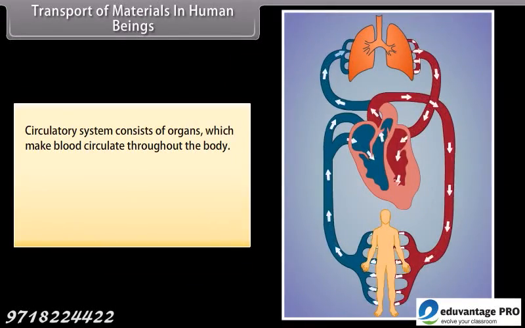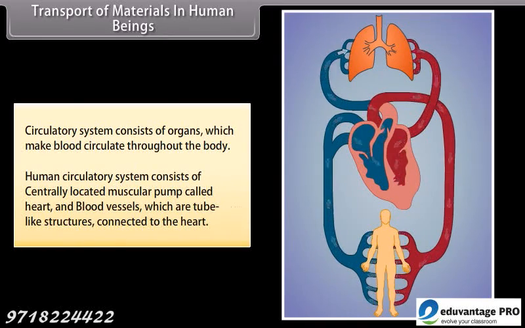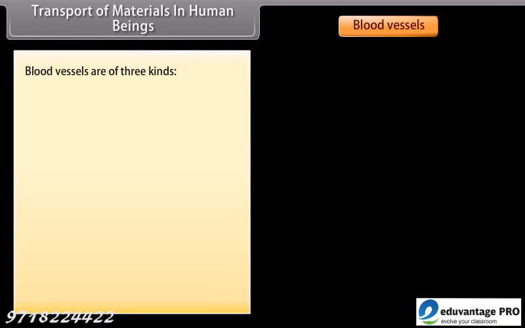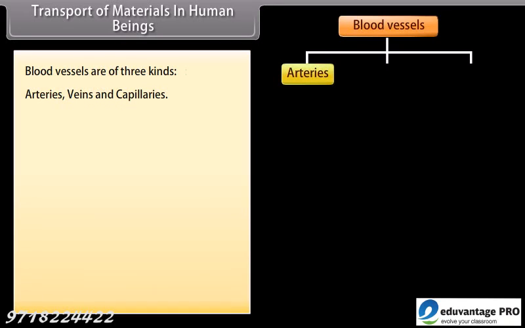Circulatory system consists of organs which make blood circulate throughout the body. Human circulatory system consists of a centrally located muscular pump called heart and blood vessels, which are tube-like structures connected to the heart. Blood vessels are of three kinds: arteries, veins, and capillaries.